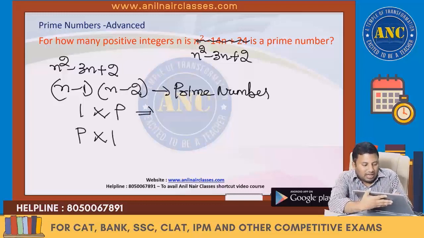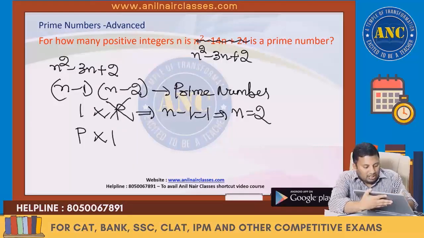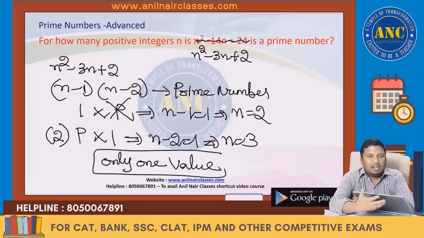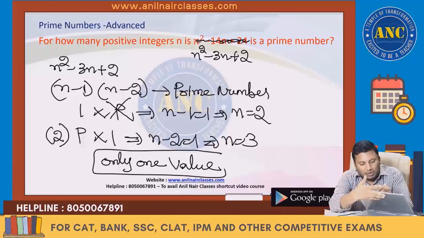So the first case will give you n minus 1 equals 1, which is n value 2. 2 minus 2 is 0, not possible. If n minus 2 is 1, n value is 3. 3 minus 1 is 2, which is a prime number. Answer is only one value. I hope the idea is clear. 2 questions, 1 model.